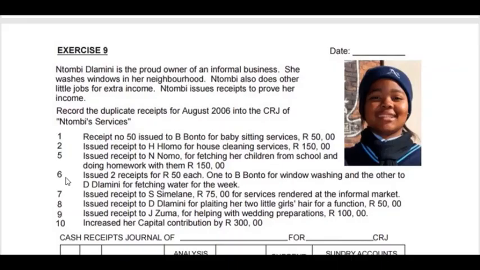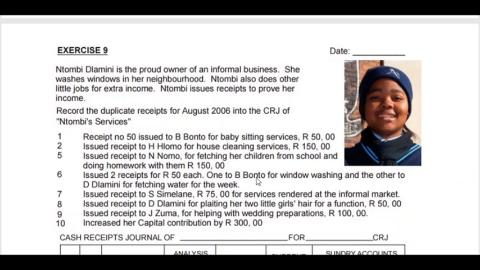Then on the 6th, it says issued 2 receipts. So immediately you know that there was 2 transactions on that day. Okay, so now there should be red lights flashing in your mind that you have to think carefully when you complete the analysis of receipts and the bank column. Okay, 50 Rand each. So each of the receipts was worth 50 Rand.